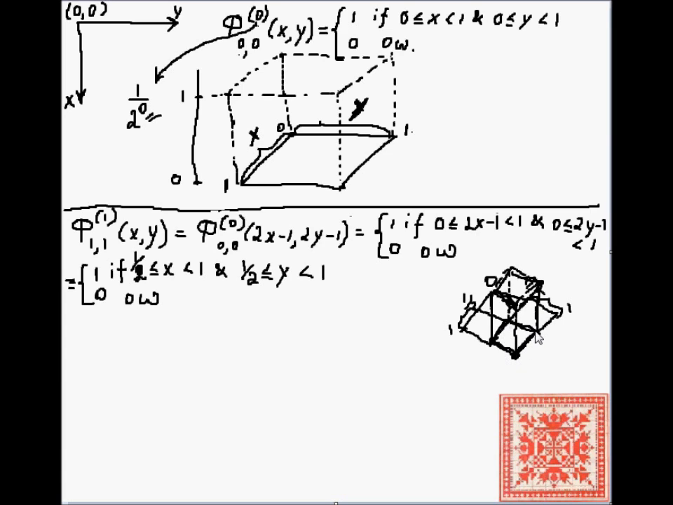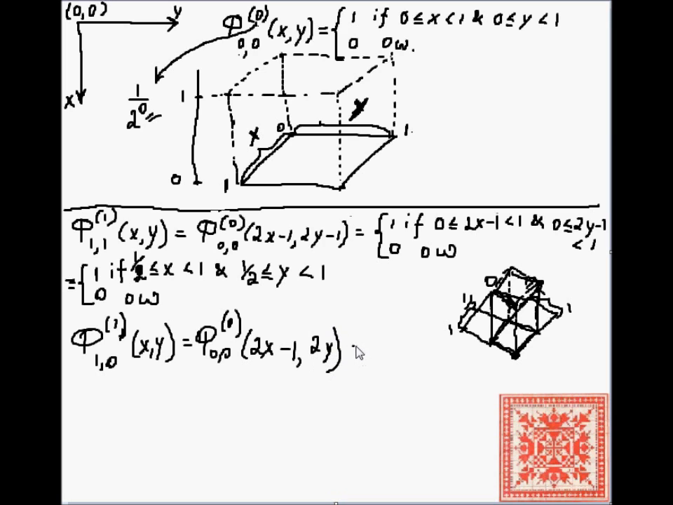So this is phi 1 sub 1, 1. Okay, and this is the fourth of the four basic square step functions. And again, the superscript is 1, because the basic square is going to be half by half, and it starts at 1, 0. Okay, and in terms of the basic square step function, it's defined as phi 0 sub 0, 0 of 2x minus 1 and 2y.